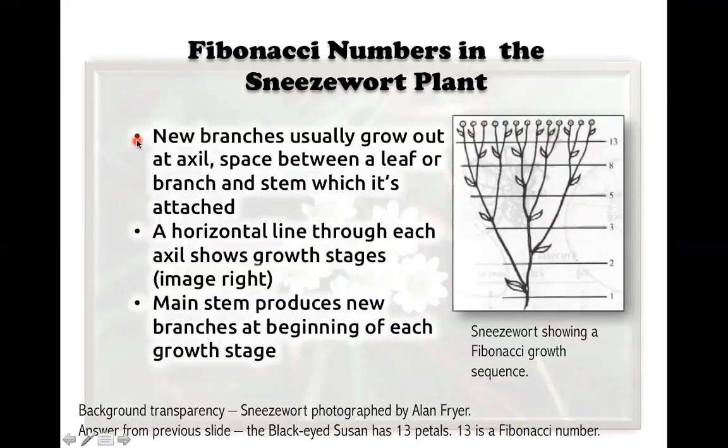So new branches usually grow out at the axil, the space between a leaf or branch and a stem to which it's attached. A horizontal line through each axil shows growth stages, such as this image on the right. The main stem produces new branches at the beginning of each growth stage. Notice here we have one branch, then 2 branches, 3 branches, 5 branches, 8, 13, all of them Fibonacci numbers.